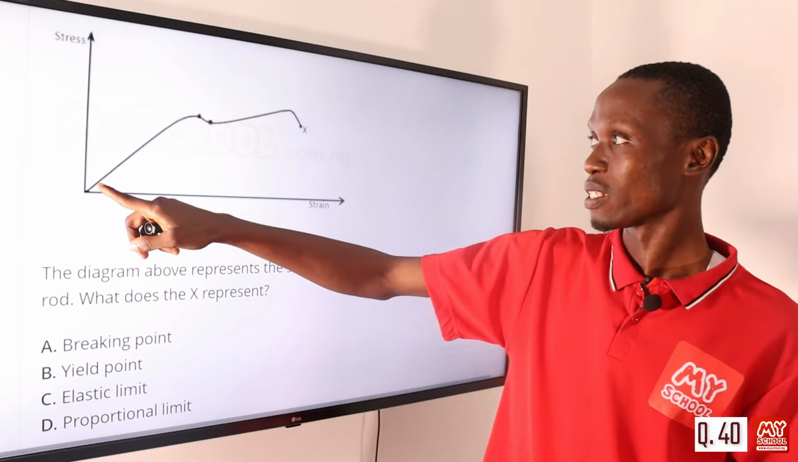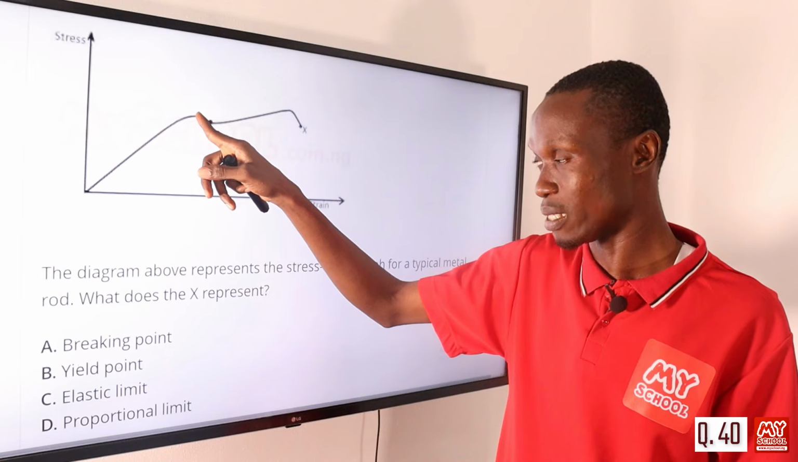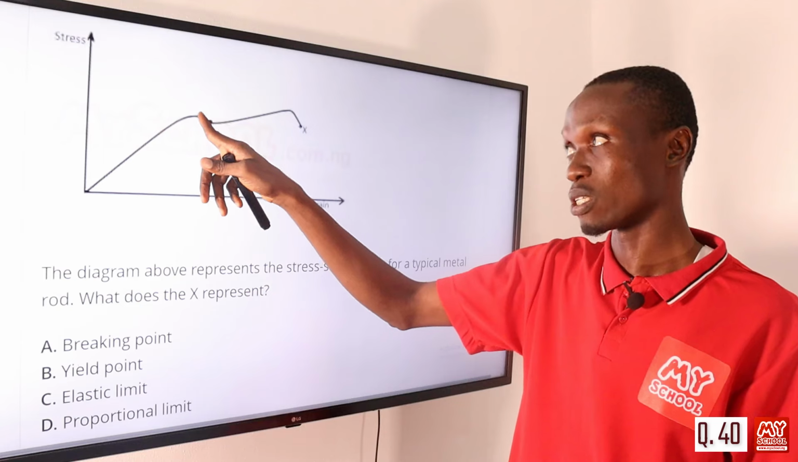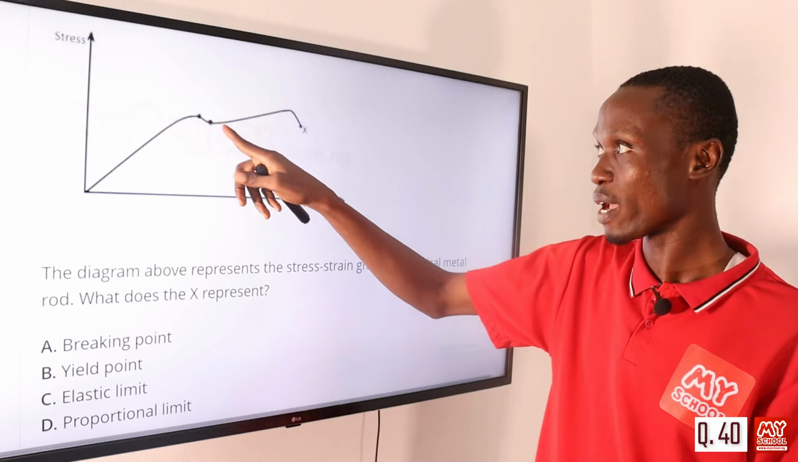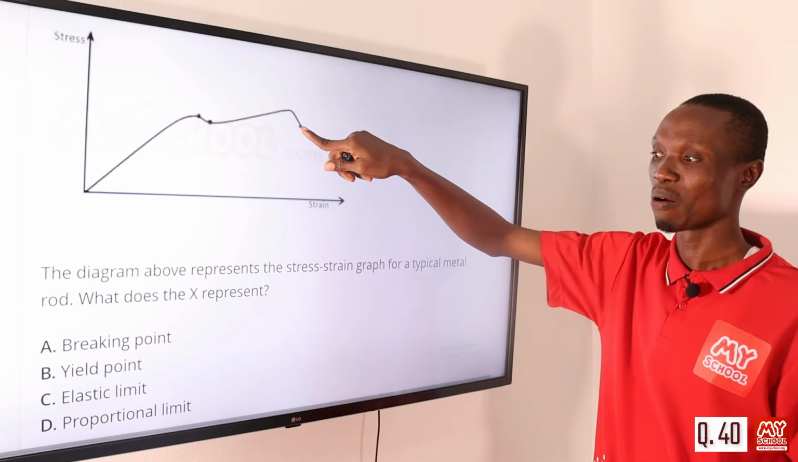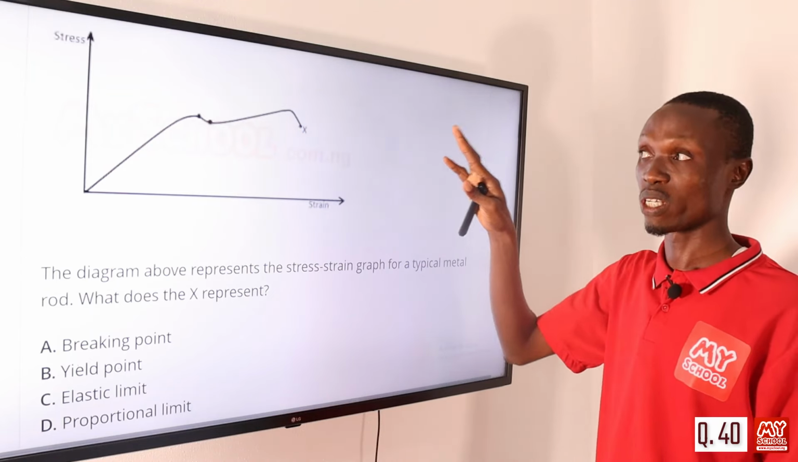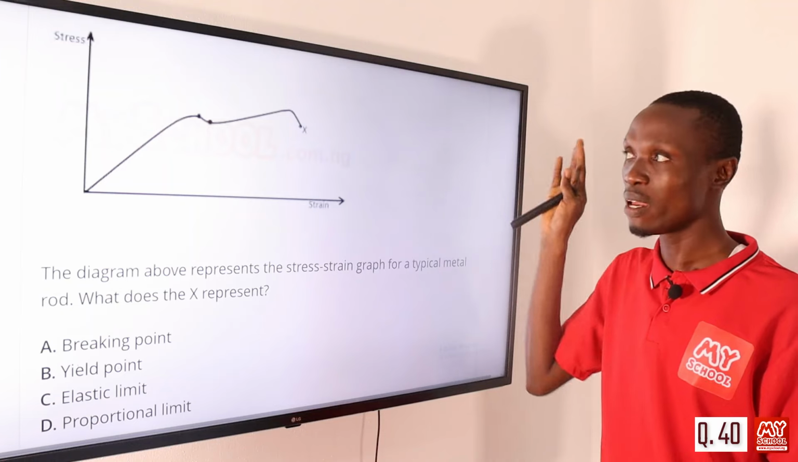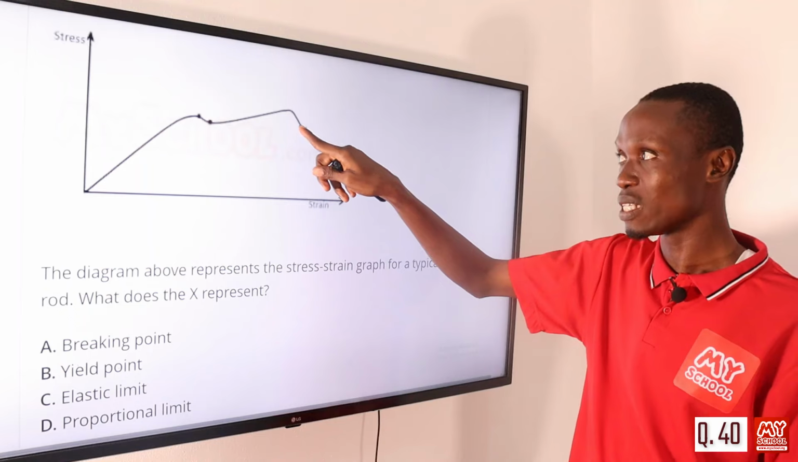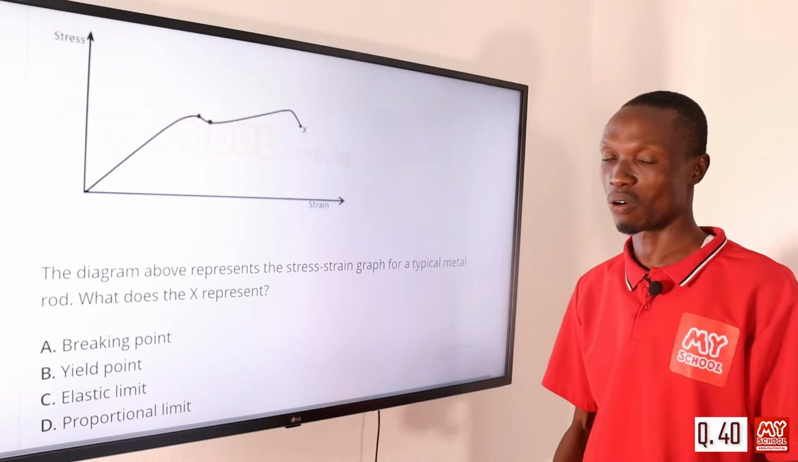From this point to this very end here is called the proportionality limit. This point here is called the elastic limit. This second point is called the yield point, and this point is called the breaking point. At the breaking point, the material can no longer withstand any applied force. So any force that is applied to the material will cause the material to break. So this point here marked S is the breaking point, and that makes option A the correct answer to this question.